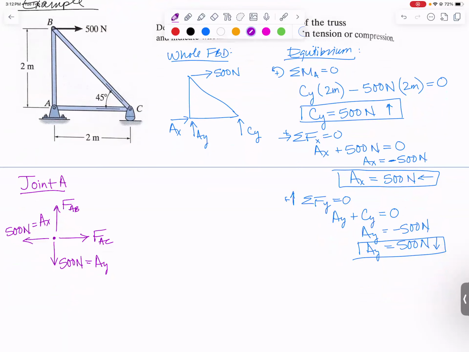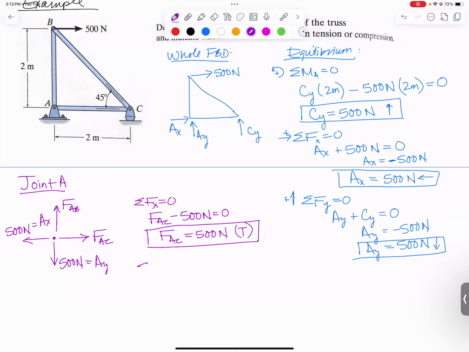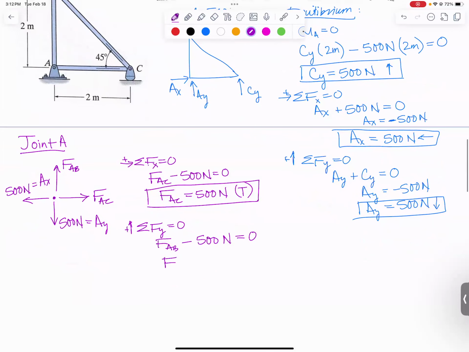So next we go and do equilibrium equations for it. So I want to sum forces in the X. And doing that, I've got FAC to the right minus 500 newtons to the left equals 0. And FAC comes out to be 500 newtons. Because it was positive, it means the member is in fact in tension. Next, if I sum forces in the Y direction, upward I've got FAB, and downward I've got 500 newtons. Those have to sum up to 0. So I get that FAB comes out to also be plus 500 newtons. It's also positive. I had drawn it assuming it was in tension, so it is in fact in tension.